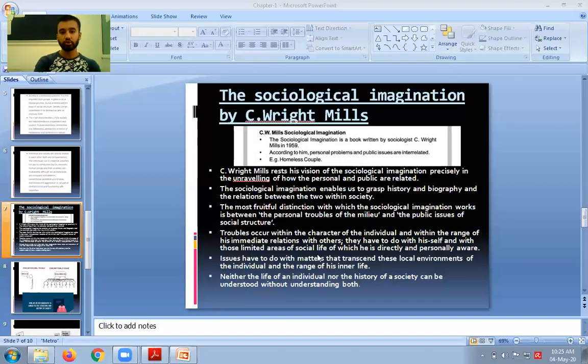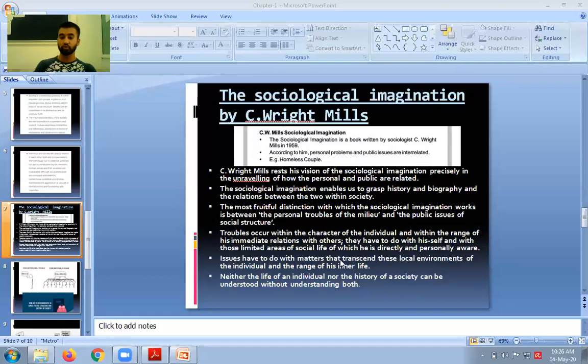I have already told you in the last class that there is a distinction between personal trouble and public issue. When the problem is existing in the local sphere, in the milieu, and I told you in the last class, milieu means local environment, then it is a kind of personal trouble. But when it transcends that local environment, when it goes beyond it, then it becomes a public issue. That's the distinction C. Wright Mills is talking about. But eventually he says that there is a relationship between personal problem and public issue, right?